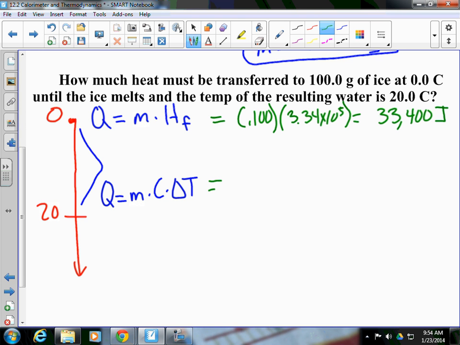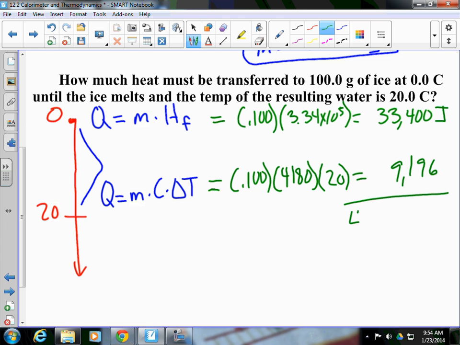Then, how much heat is it going to take to raise the temperature of the water 20 degrees? Well, our mass is 0.1, our specific heat of water is 4180, and our temperature change is 20 degrees. Multiply those together, you get 9,196. Add those together, you get 42,956 joules for the entire process. Now, if you're going to be specific, we have 3 sig figs, so it really should be 42,600 joules.